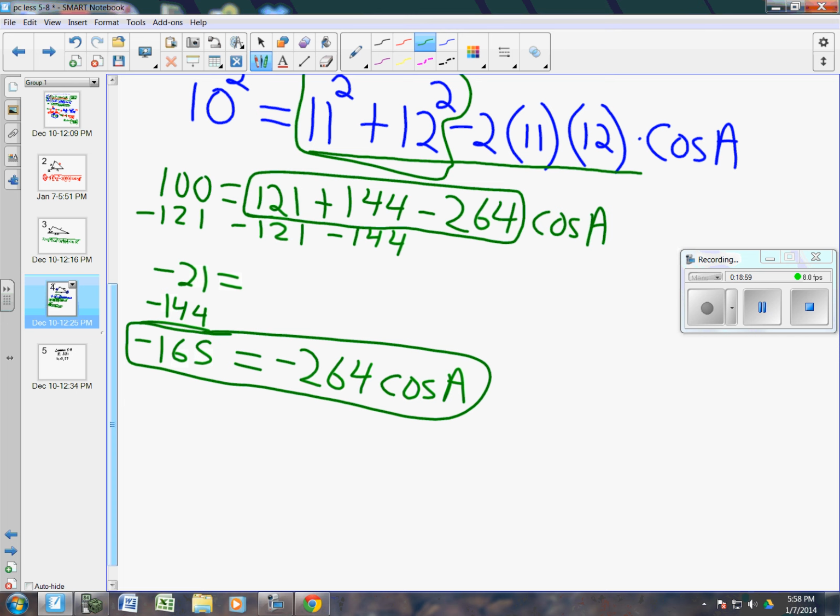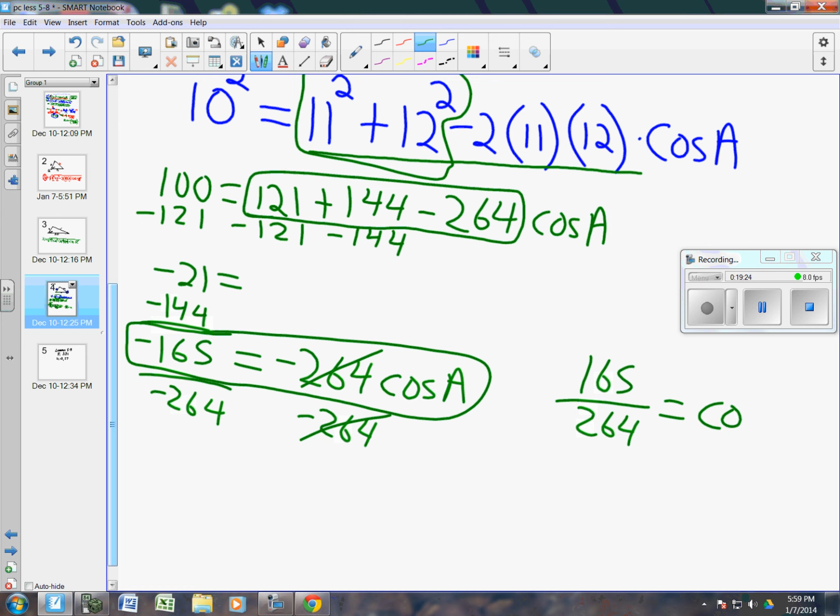Now we got to divide. We got to get cosine of A by itself, so we got to divide by negative 264 both sides. And I'm going to write it over on this side. So I have, and the negative divided by negative is a positive, so I have 165 divided by 264 equals the cosine, because these cancel out over here, cosine of A, angle A. And we are going to just put that into our calculator.